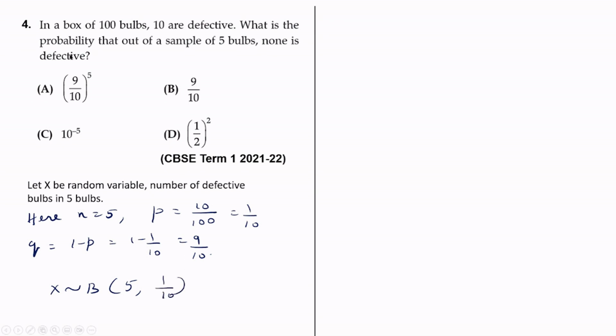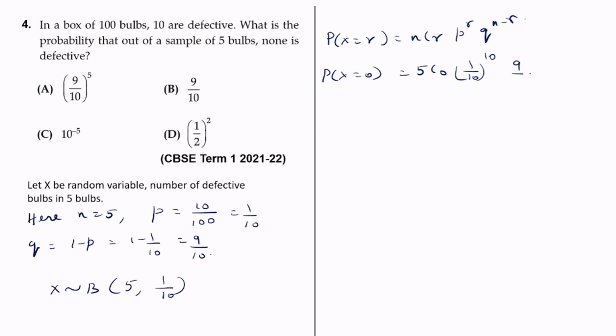Now we have to find the probability that none is defective. Now we know that the probability of r successes is given by nCr p raised to r q raised to n minus r. We need to find the probability of X equal to 0. So it is 5C0, then p is 1 by 10, 1 by 10 raised to 0, q is 9 by 10, 9 by 10 raised to 5 minus 0, which is 5. So 5C0 is 1. This is 9 by 10 the whole raised to 5. So the correct option is option A.